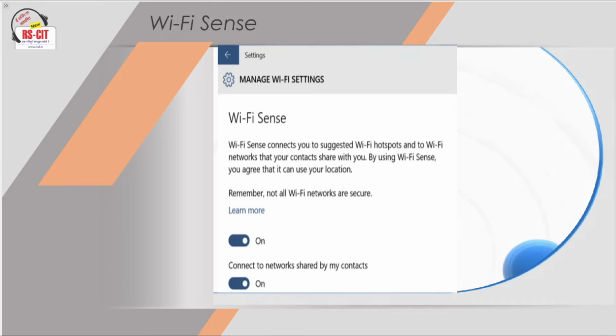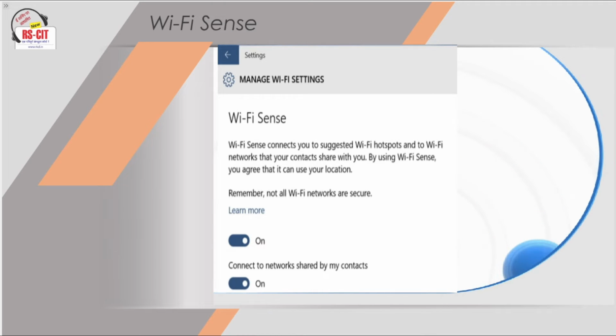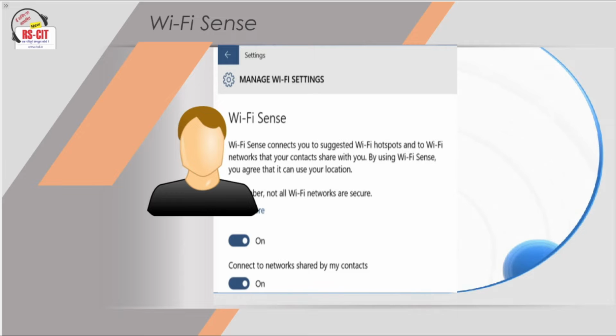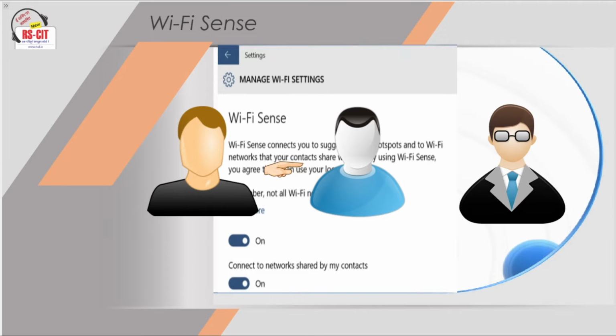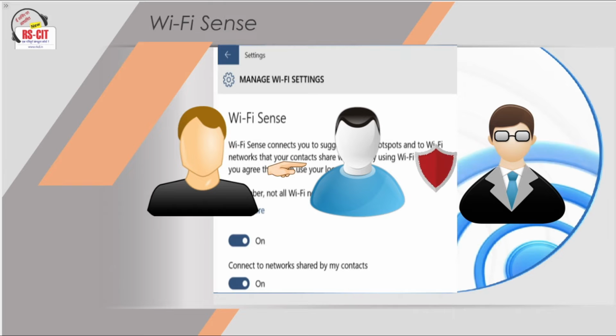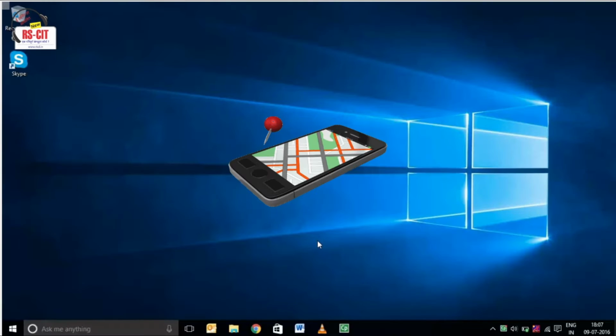As per Microsoft, Wi-Fi Sense only shares your passwords with direct friends and contacts, and not friends of friends. For example, if Rahul shares a passkey with Vikram via Wi-Fi Sense, Vikram cannot then use Wi-Fi Sense to share Rahul's passkey with his friend Narendra.